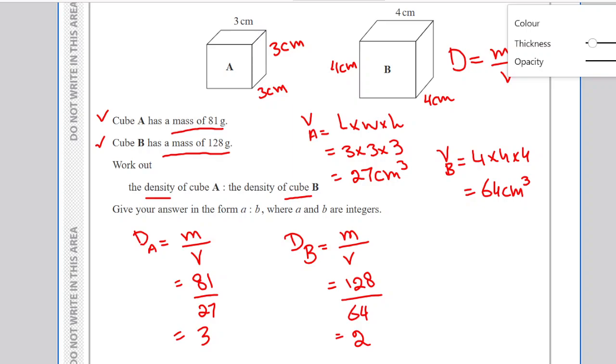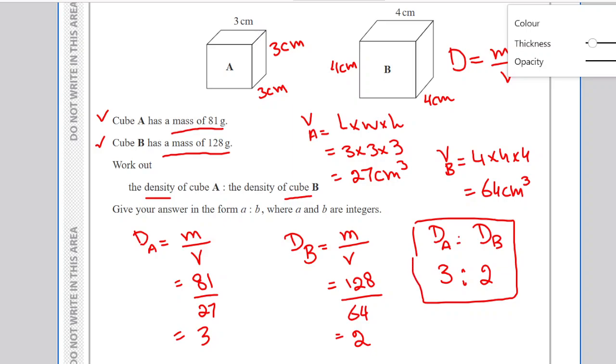Give your answer in the form. So let's write down here density of A ratio density of B. What's the density of A? We just worked it out: 3 ratio 2. And we can clearly see that both A and B are integers. Integers means whole numbers. So the density of A and density of B, they both are integers.